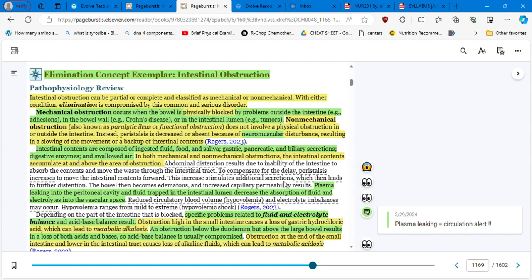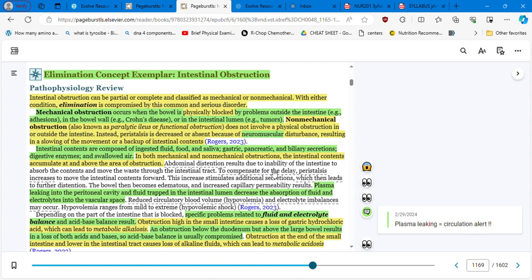The area of the obstruction. Here comes the most important. Abdominal distension results due to the inability of the intestine to absorb the contents and move them through the intestine. So when there is an obstruction, the content cannot go through that obstruction, right?